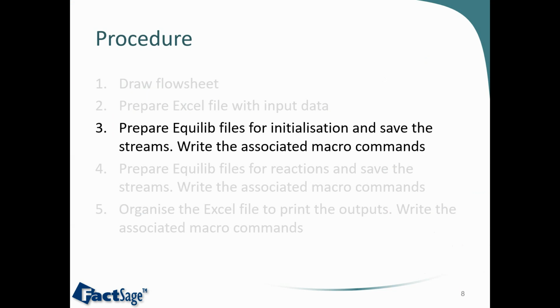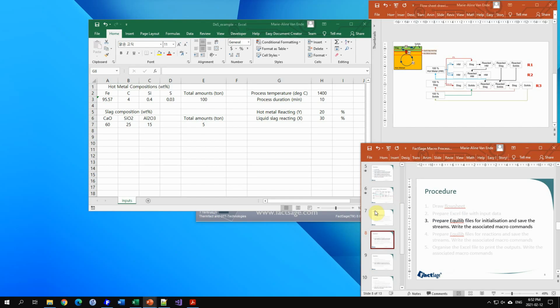So now we are ready for the third step. We need to create the Equilib files to initialize the 3 streams. So we need to specify in these Equilib files what are the reactants and the product phases. So we don't have to specify quantities in the Equilib file. So we will do that in the macro code. Then we can write the macro code to create the streams with the actual input data stored in the Excel worksheets that we just created. Okay, so this is the step number 3.